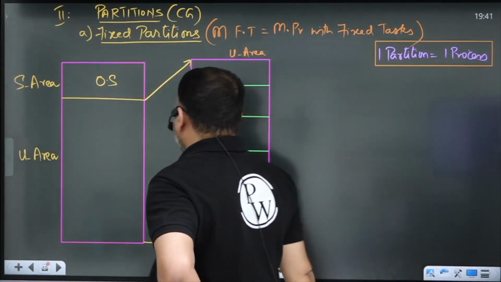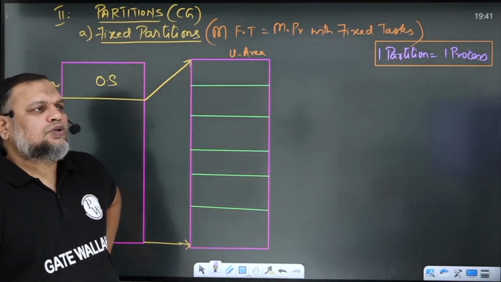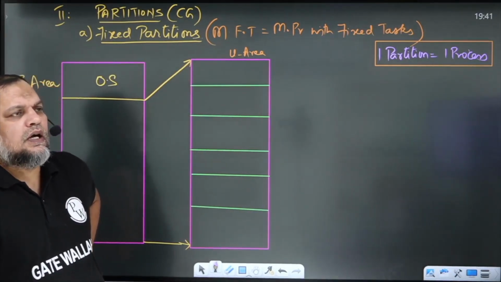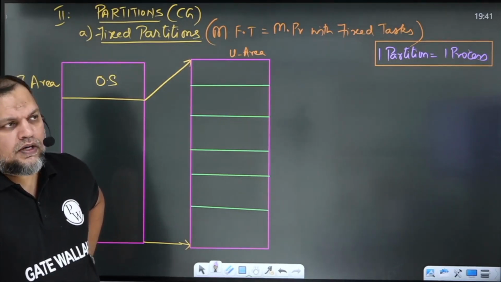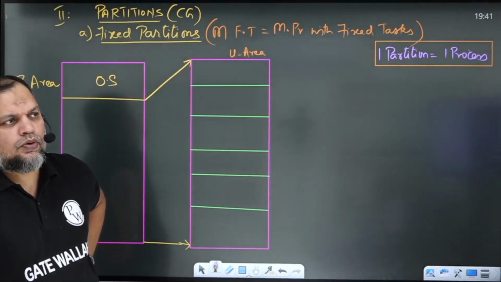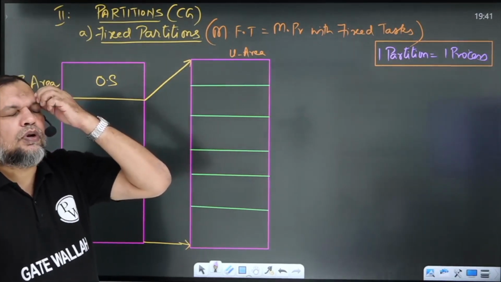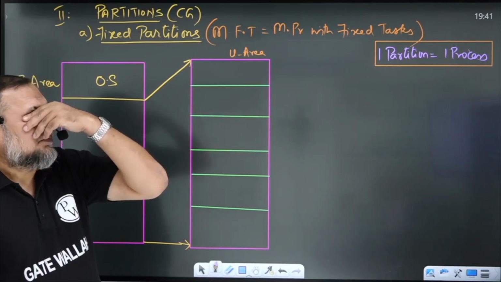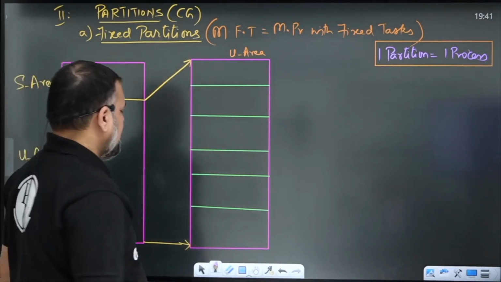That means in one partition we can have only one process. I cannot have two processes in one partition. I cannot have one process occupying two partitions. The rule is 1:1. One partition can hold only one process. Partitions, because they are holding programs or processes, may naturally be of different sizes.